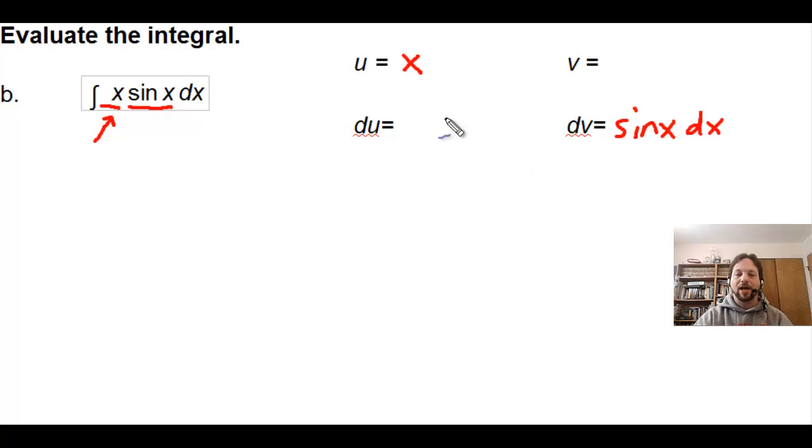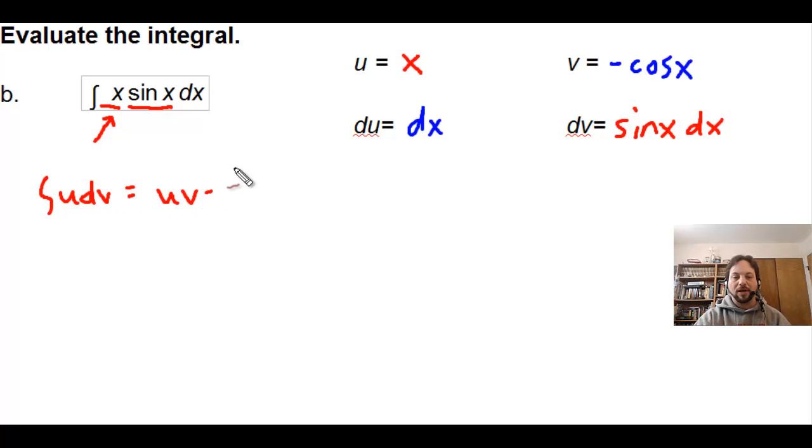Having done that, we can go ahead and find du. Of course, the derivative of x is simply dx. And the integral of sine of x dx is just going to be the negative cosine of x. So now that we have our entire chart finished, we can go ahead and say that the integral of u dv, which we certainly have here, is going to equal uv minus the integral of v du. And all I need to do is just stick my parts in, and we'll have this.